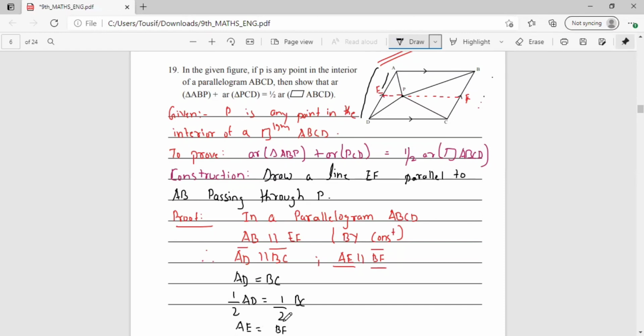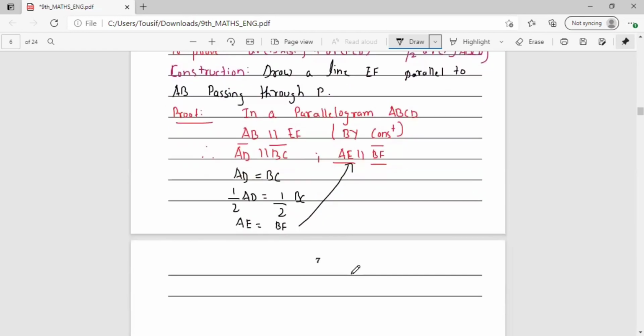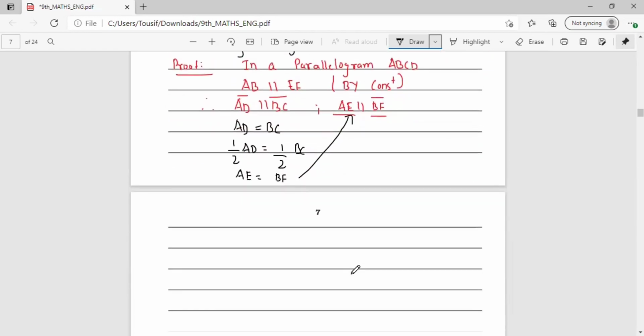So we got the opposite sides as equal as well as parallel. So we can say that the triangle APB and parallelogram ABEF are lying on the same base.